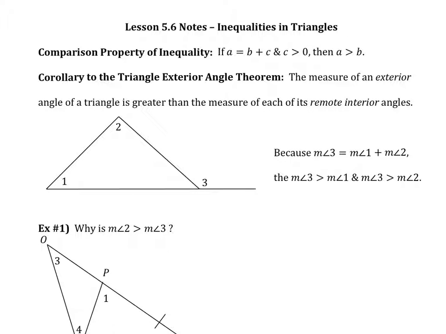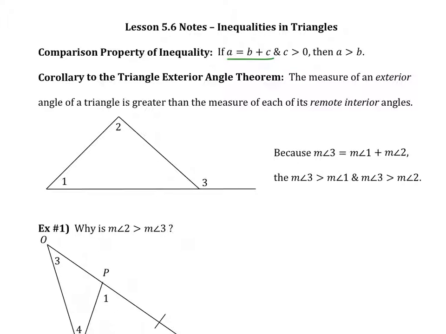5-6, we are talking inequalities in triangles. So first thing we're going to talk about is called the comparison property of inequality. And the comparison property says this: if you have A equal to B plus C, so you have an A over here, you have a B plus C over here, they are equal to each other.